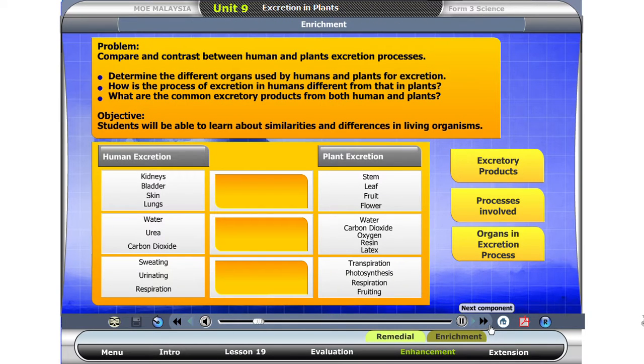Find the difference between excretion in humans and plants. Click the text labels from the various groups and drag them to the correct row and column.